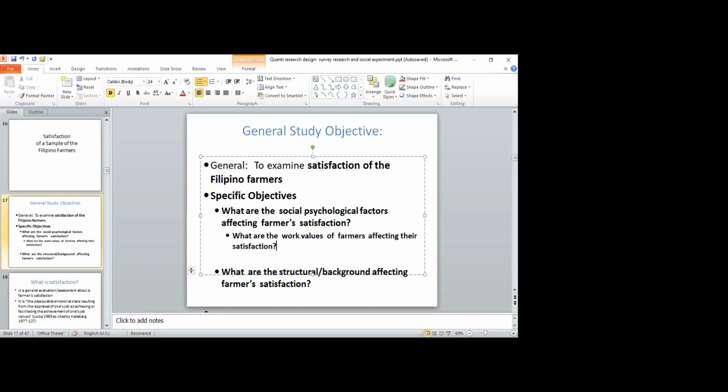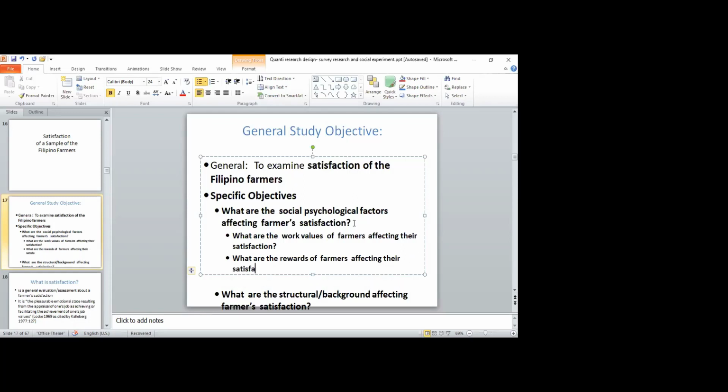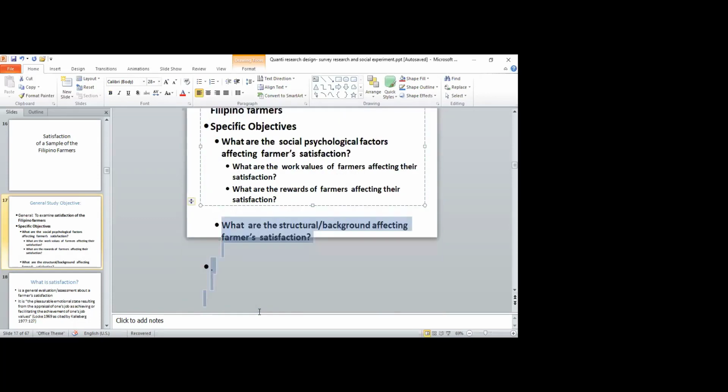What is the next one? What are the rewards? Right? Yes, rewards. Yes. What are the rewards of farmers affecting their satisfaction? Let us cut this so that we can put it in the other slide.